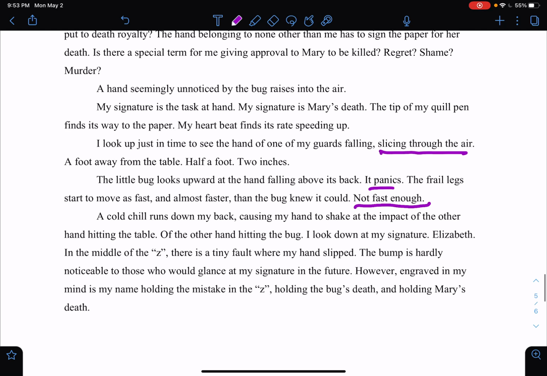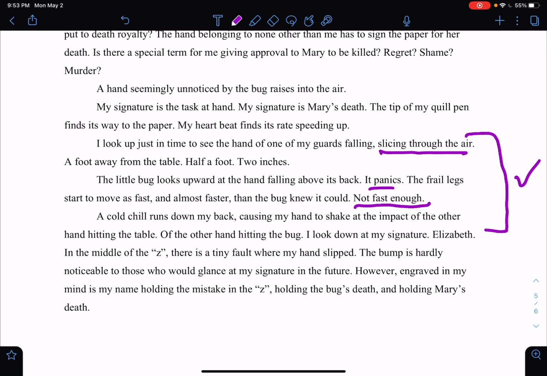A cold chill runs down my back, causing my hand to shake at the impact of the other hand hitting the table. On the other hand hitting the bug. I look down at my signature. Elizabeth. In the middle of the Z, there's a tiny fault where my hand slipped. So here we have kind of like the climax, right? Where she signs it, where we know what happened to the bug, what's going to happen to Mary, and now we're going to have the resolution.